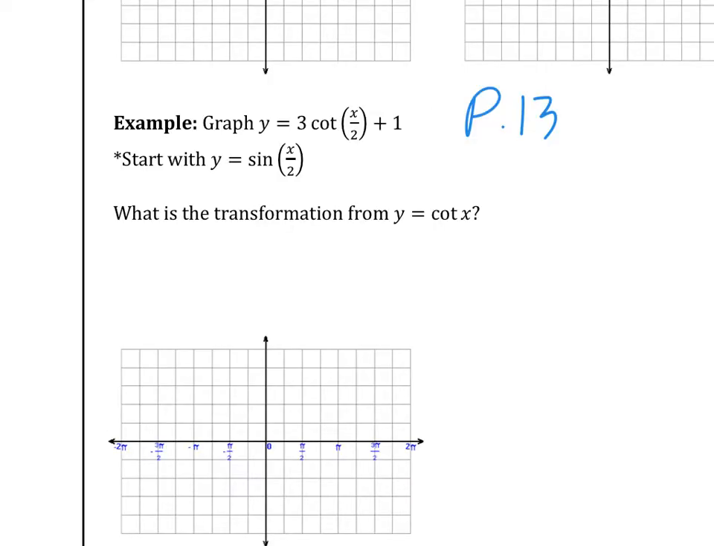Page 13 on the bottom where it says 3 cotangent x over 2 plus 1. So you need to graph that. Cotangent again is cosine over sine, so you're going to start with sine x over 2. Go ahead and try that.